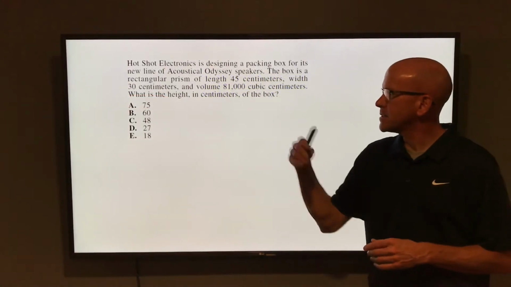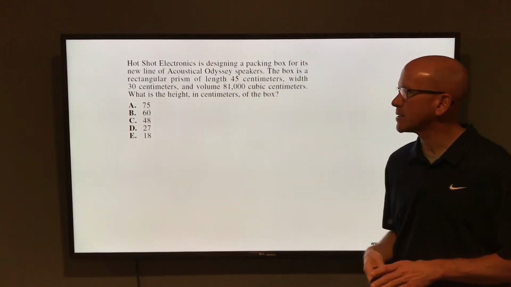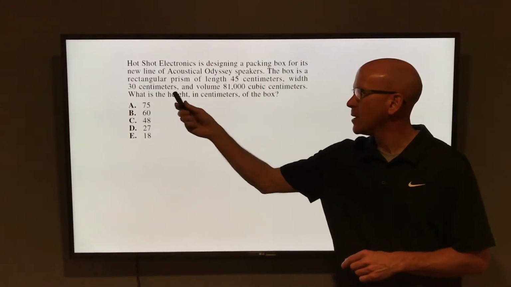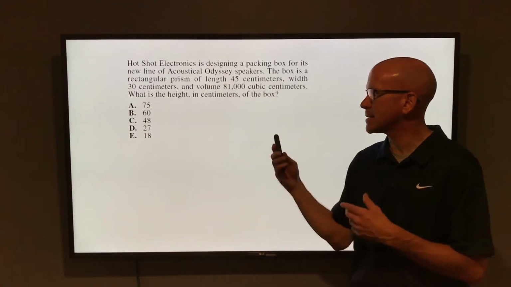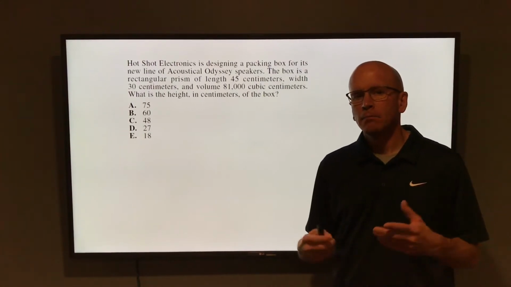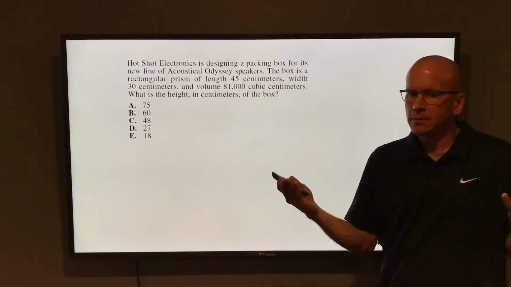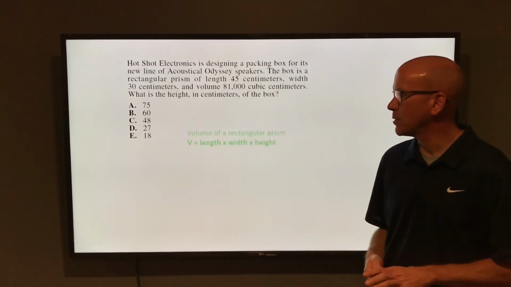Hotshot Electronics is designing a packing box for its new line of acoustical Odyssey speakers. The box is a rectangular prism of length 45 centimeters, width of 30 centimeters, and a volume of 81,000 cubic centimeters. What is the height in centimeters of this box? A rectangular prism, a box, kind of like a rectangular aquarium. You get the idea. That's what we're dealing with here.